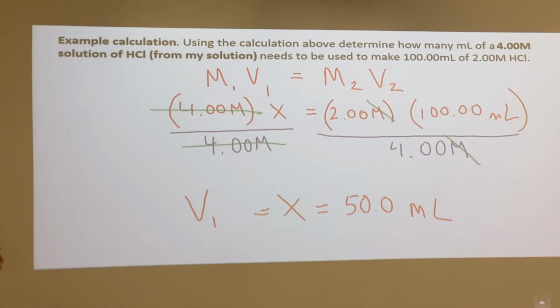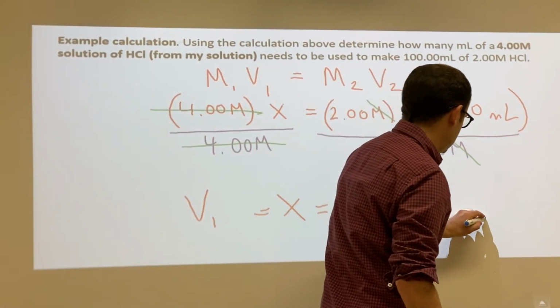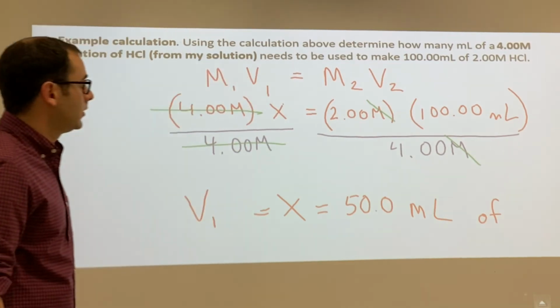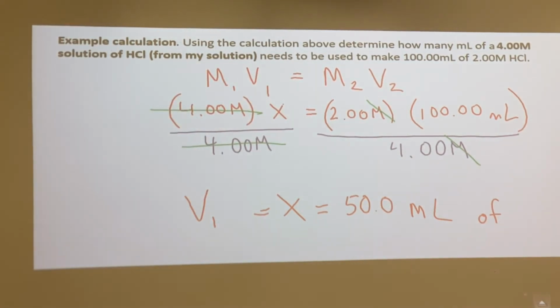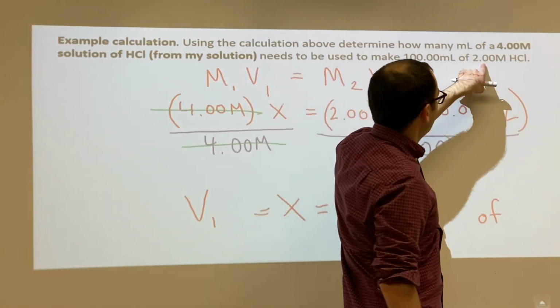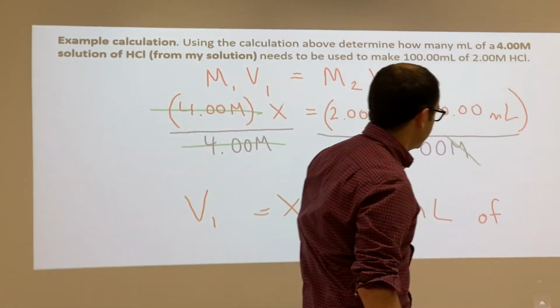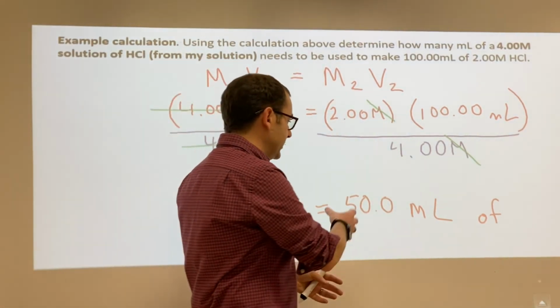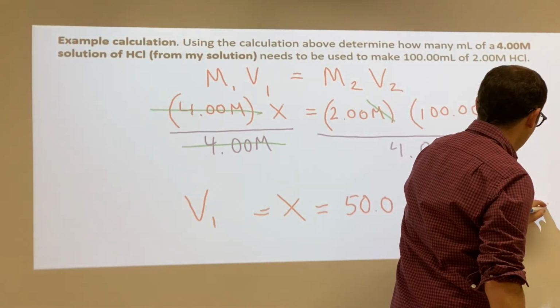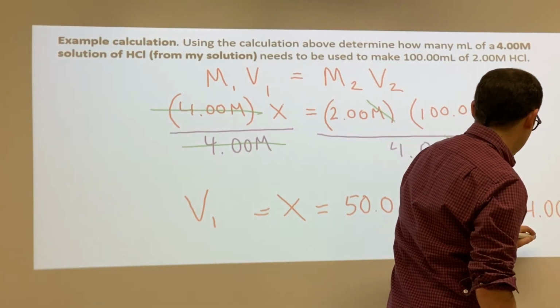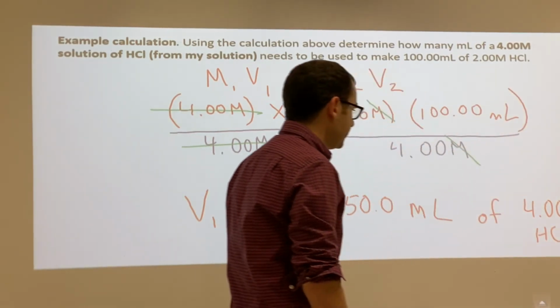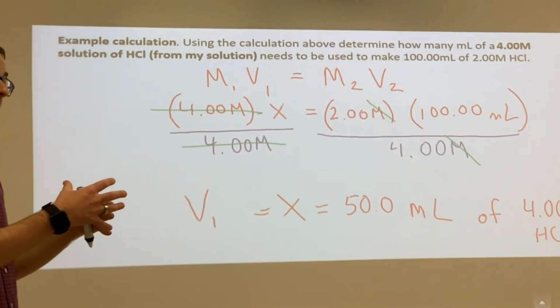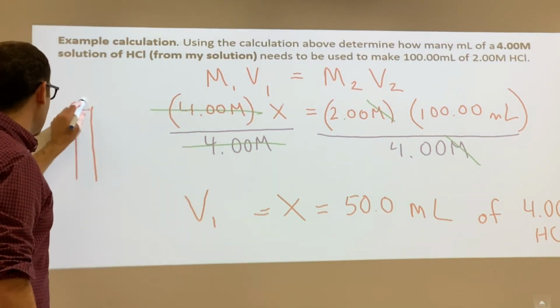But what does this mean as far as doing the lab? It's 50 milliliters of what? Is it 50 milliliters of 2 molar or 4 molar? Yeah, this is what we're starting with, okay? So it's saying that you would need 50 milliliters of the 4 molar HCl. You would put that into your volumetric flask, all right? So we have our volumetric flask.